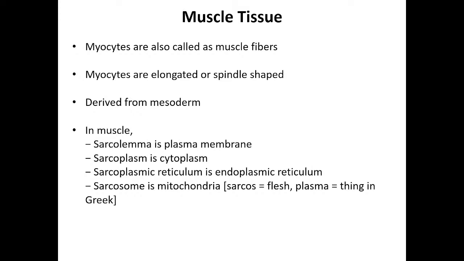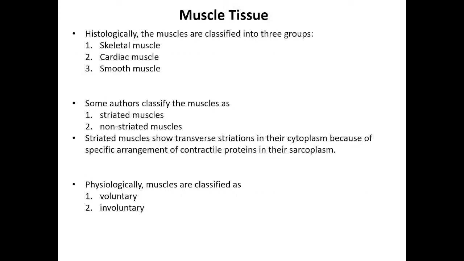Now, there are special terminologies. We have studied the structure of the cell. The cell has a cell membrane, also called the plasma membrane. The plasma membrane in the case of a myocyte is called the sarcolemma. The cytoplasm here is called sarcoplasm. Similarly, endoplasmic reticulum is called sarcoplasmic reticulum, and sarcosome is mitochondria. These are the different terminologies we will come across as we move further in this lecture.